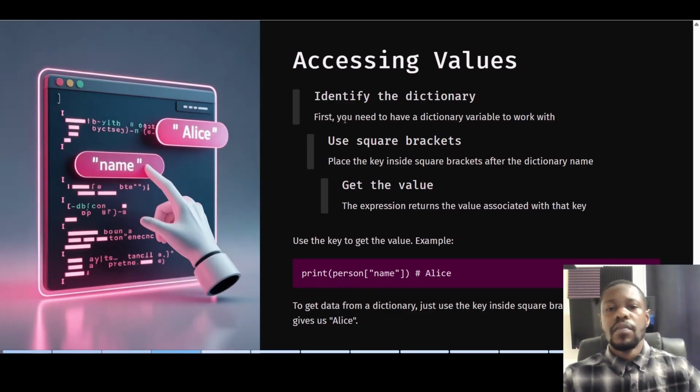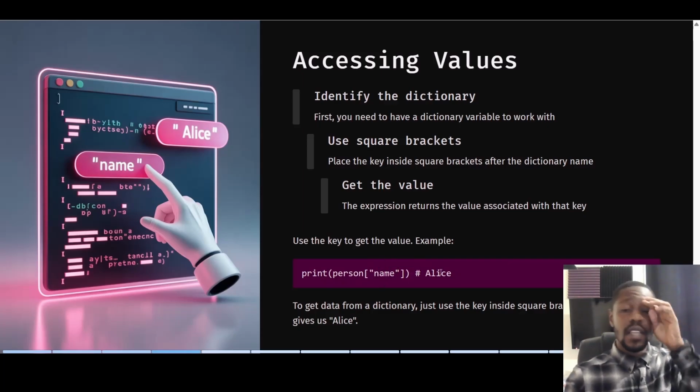Accessing values. First, you need to have a dictionary variable to work with. Place the key inside square brackets after the dictionary name. The expression returns the value associated with that key. Use the key to get the value. For example, print person brackets name, and it will return Alice.